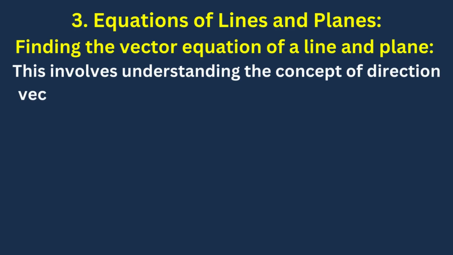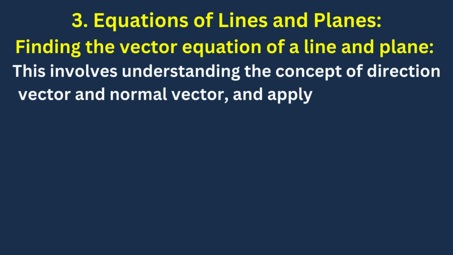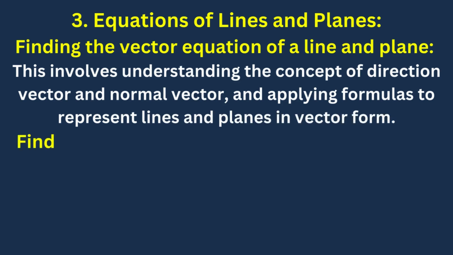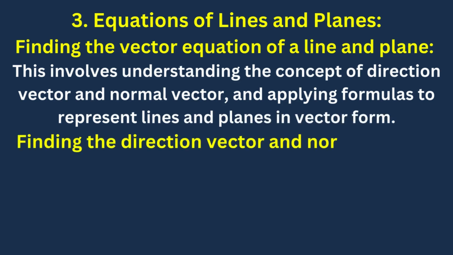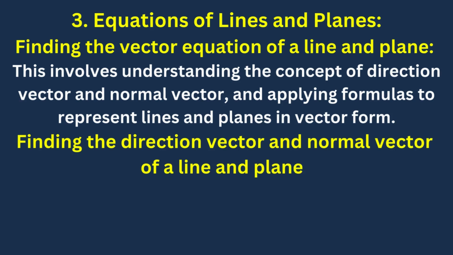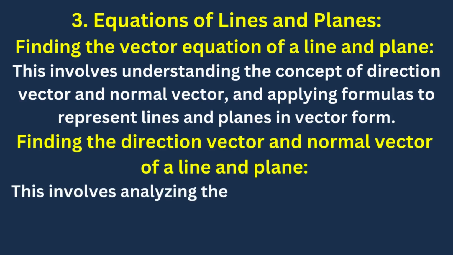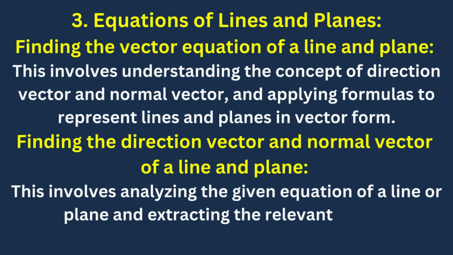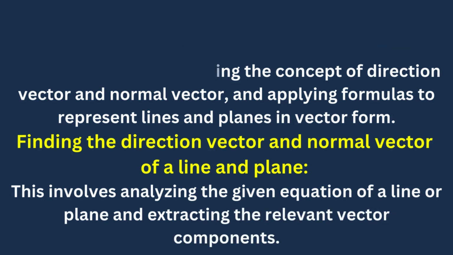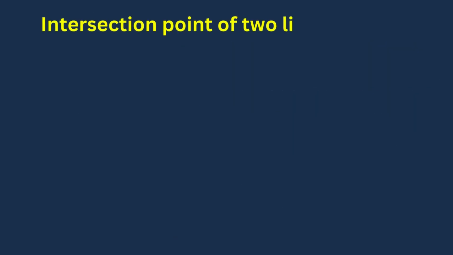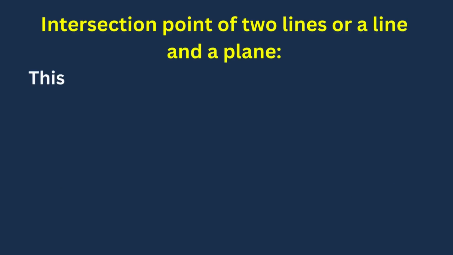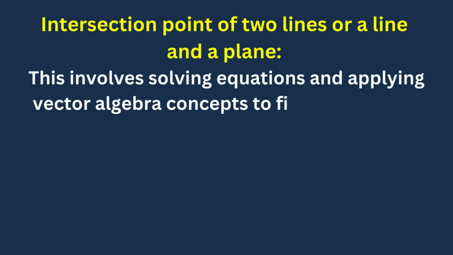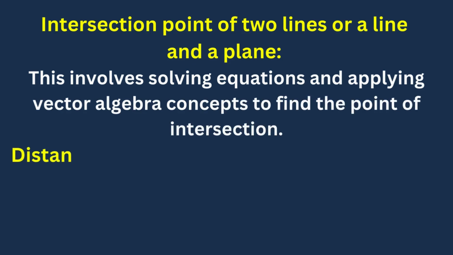This involves understanding the concept of direction vector and normal vector and applying formulas to represent lines and planes in vector form. Finding the direction vector and normal vector of a line and plane. This involves analyzing the given equation of a line or plane and extracting the relevant vector components. Intersection point of two lines or a line and a plane. This involves solving equations and applying vector algebra concepts to find the point of intersection.